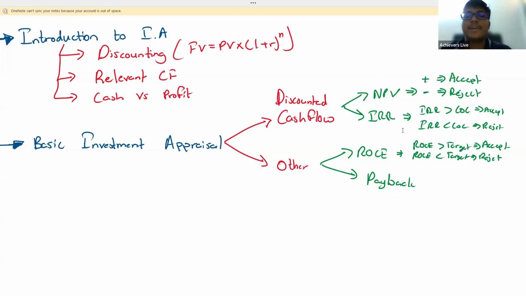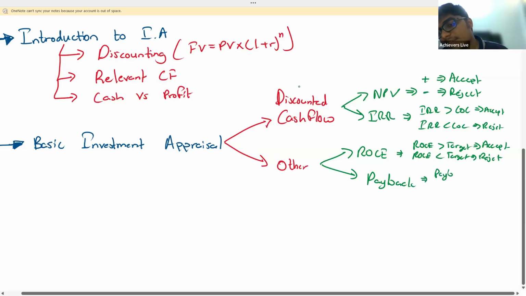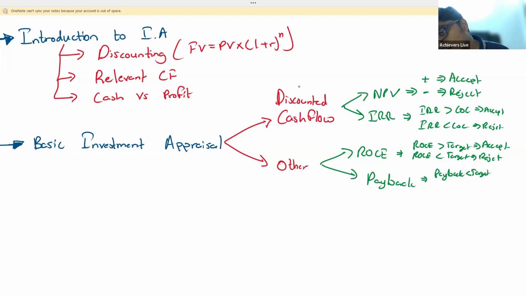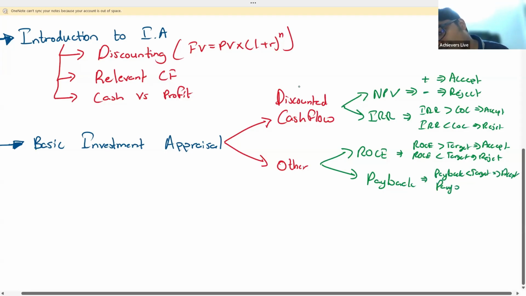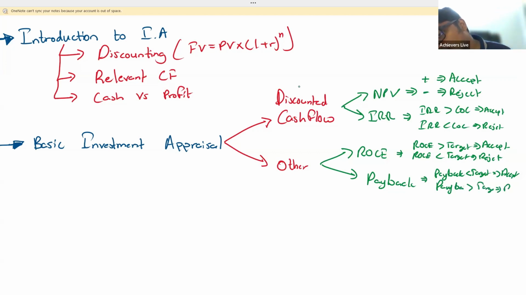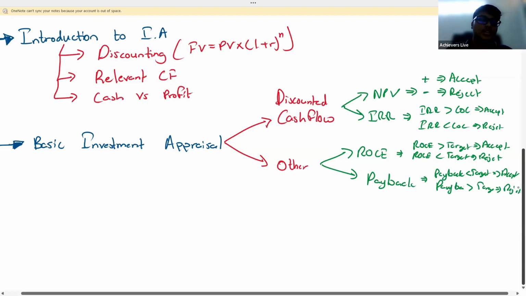So what is the payback period rule? If your company's payback period is less than the target, accept. If your payback period is greater than the target, you will reject. That is the decision rule.